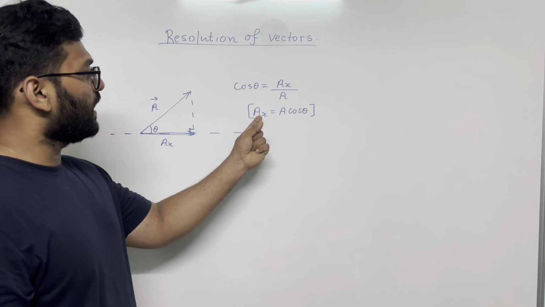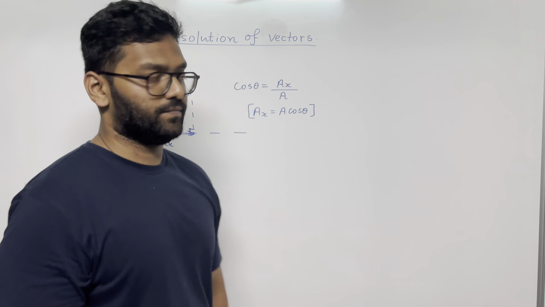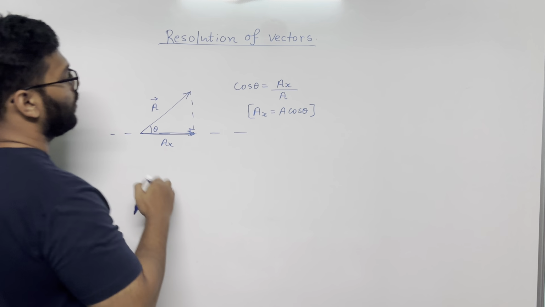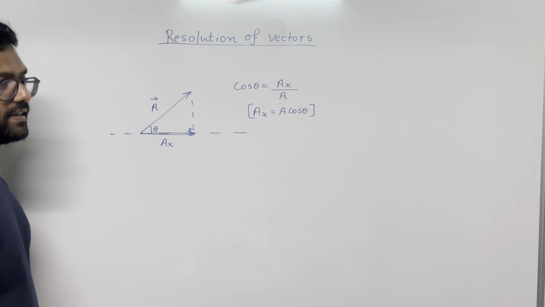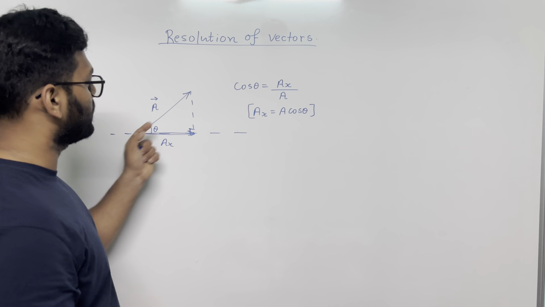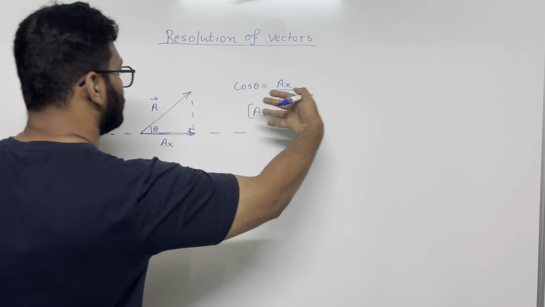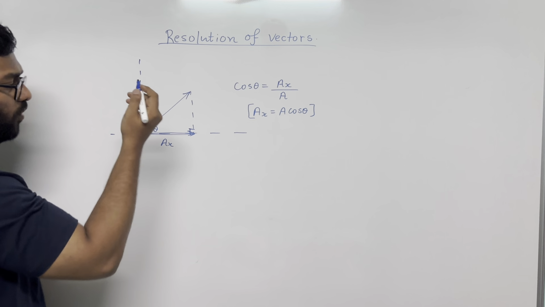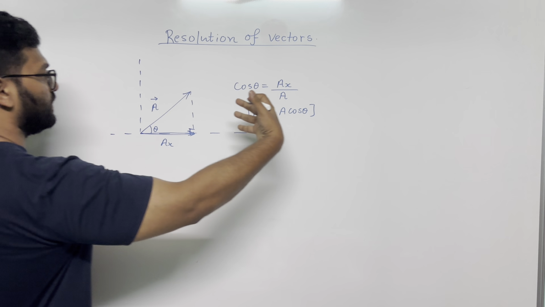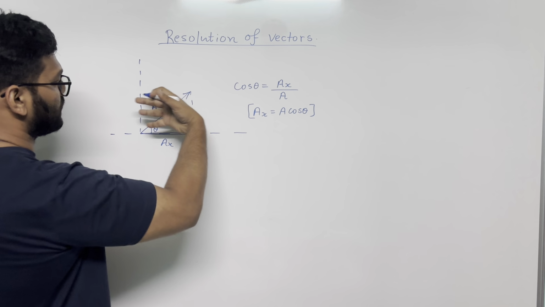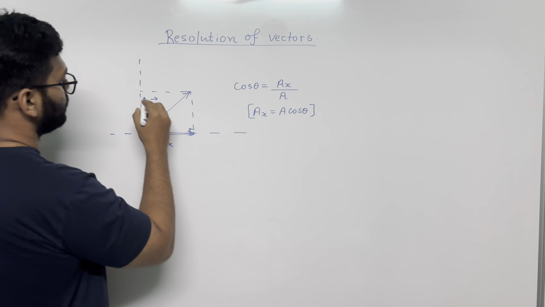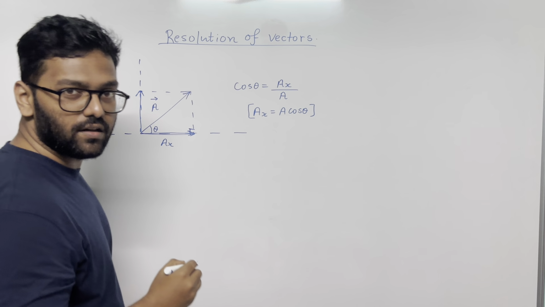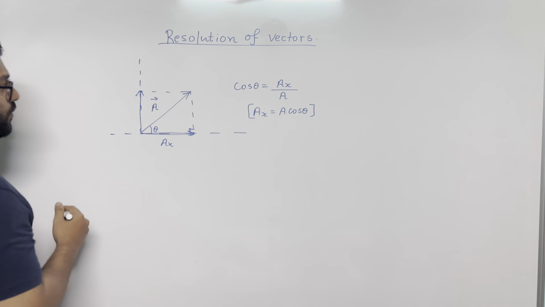Now this is the shadow of this vector along the x axis. This is nothing but the projection of this vector along the x axis. If the light source is like this, and there is a wall over here, and the projection light is along this direction, then the shadow you will see is this length. Will it be A cos theta? I don't know. Let's check.